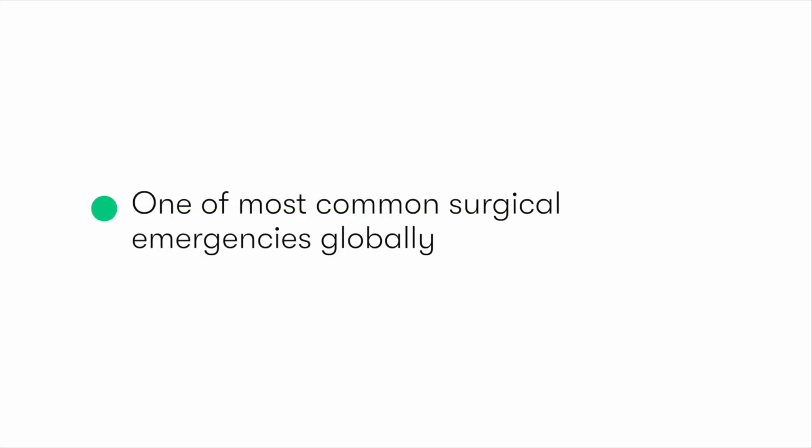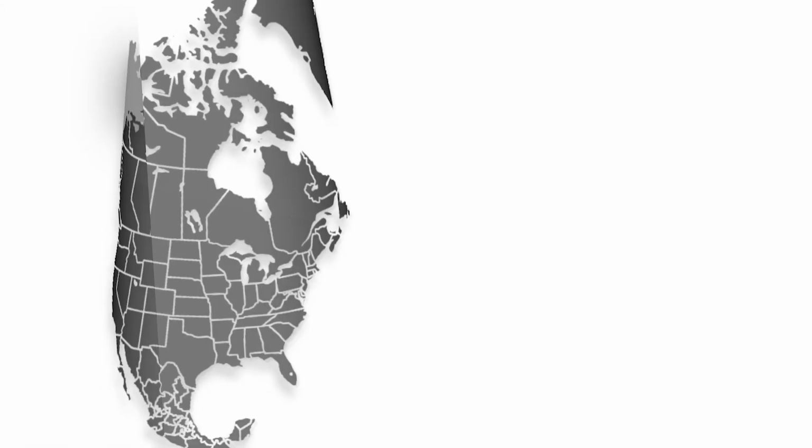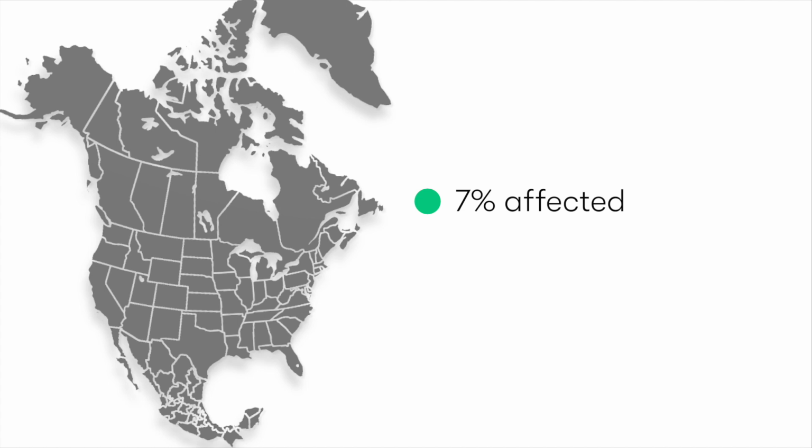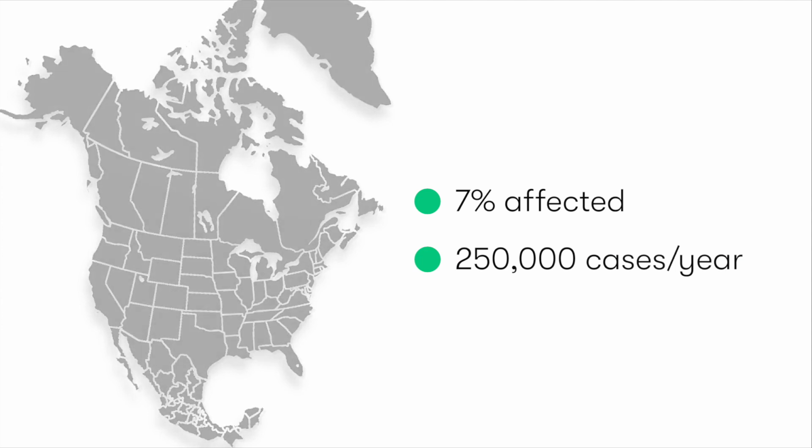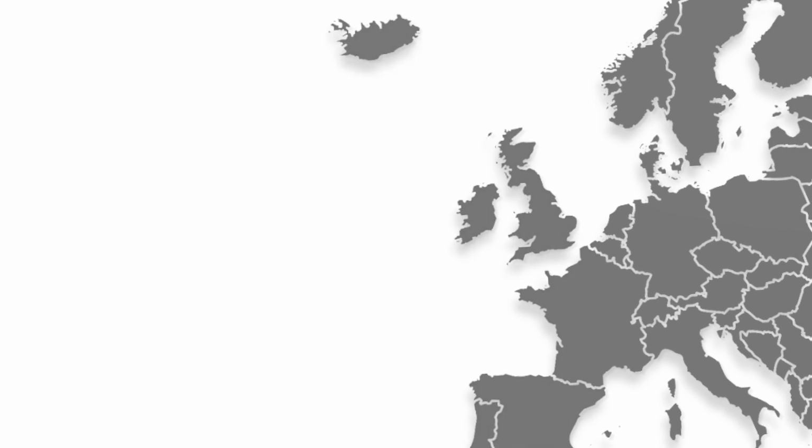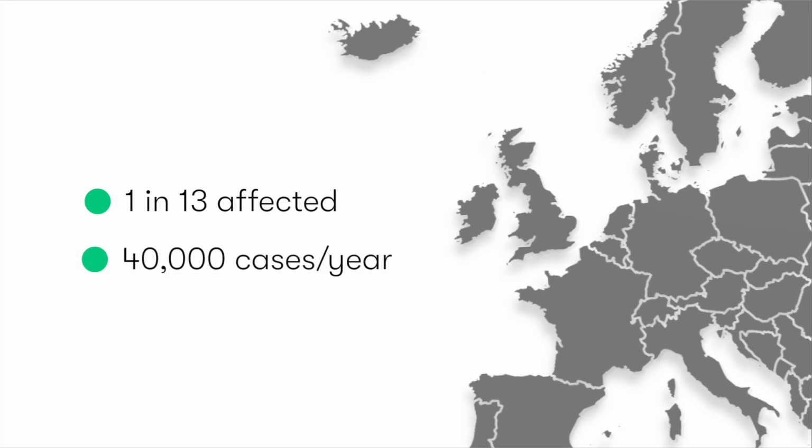Appendicitis is one of the most common surgical emergencies throughout the world. In the US alone, approximately 7% of the population will be affected, which equates to about 250,000 cases every year. In the UK, 1 in every 13 people will be affected, which works out roughly around the same prevalence. But obviously, as you may expect for a smaller population, the incidence is going to be smaller, and it works out around about 40,000 cases per year.